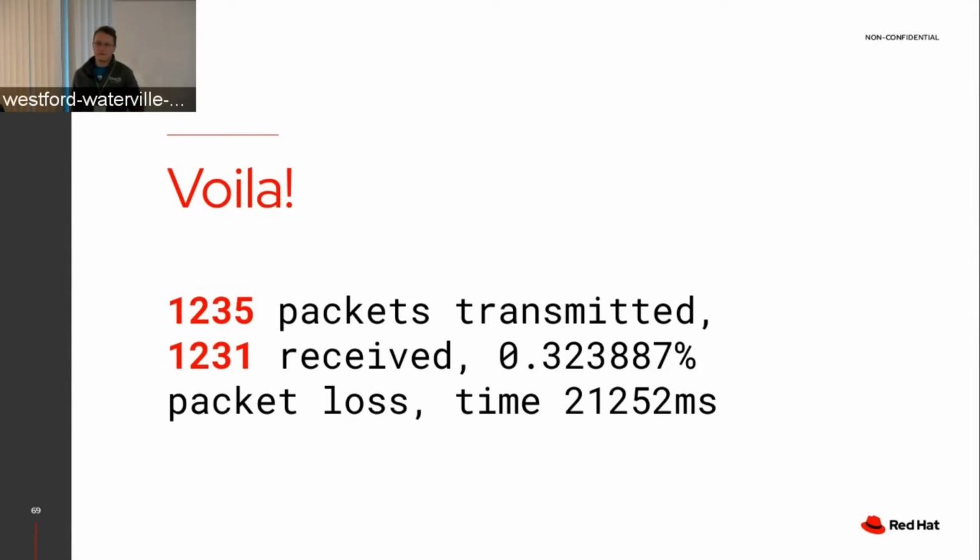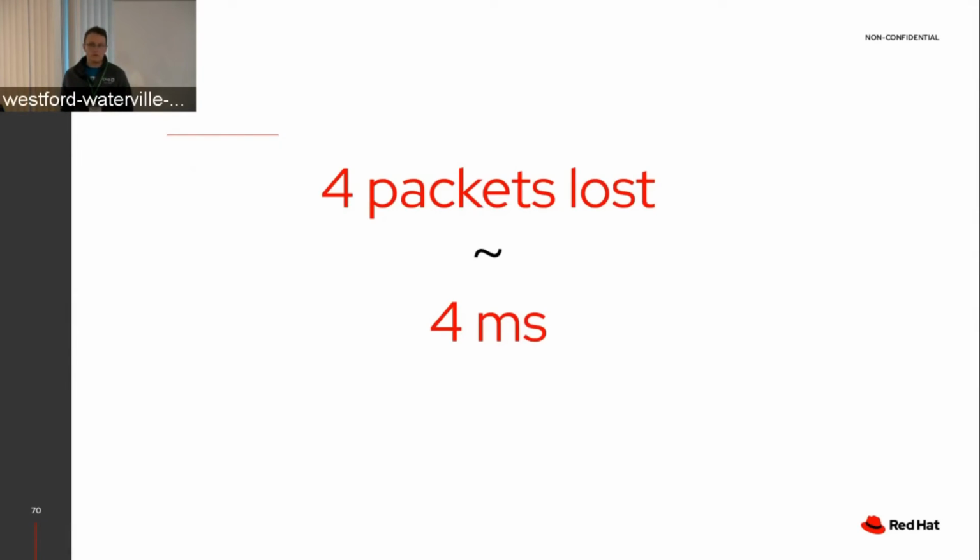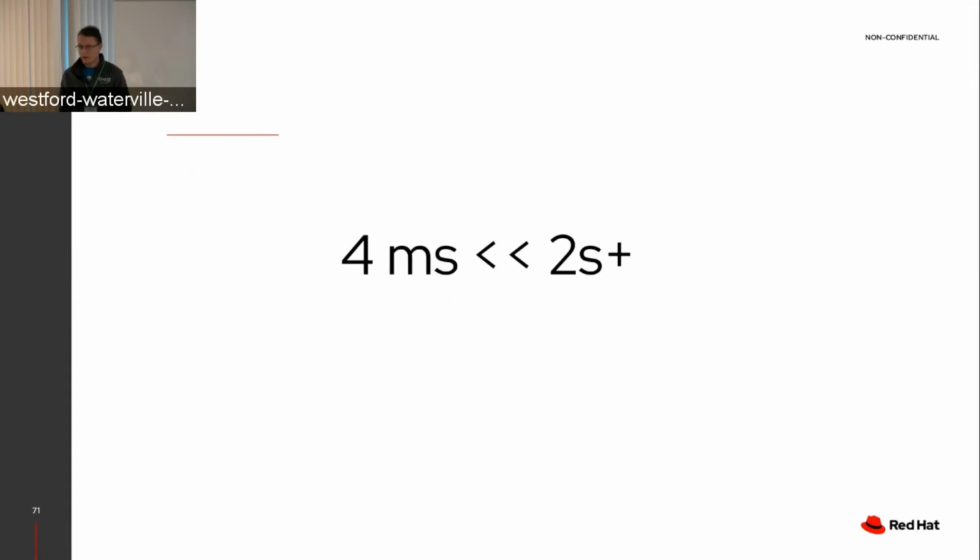Now we're losing some packets. We just lost 4 packets since we're running with a 1 millisecond interval. It comes to 4 milliseconds, which I guess is more than 0, but we don't have double hits anymore. And in the end, 4 milliseconds is slightly better than what we had before.